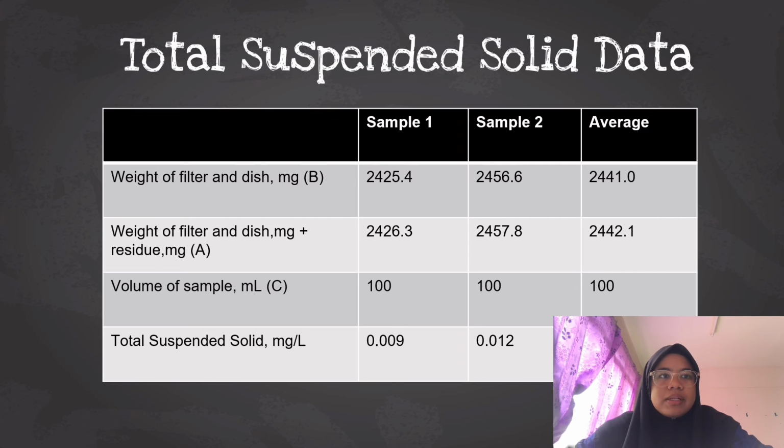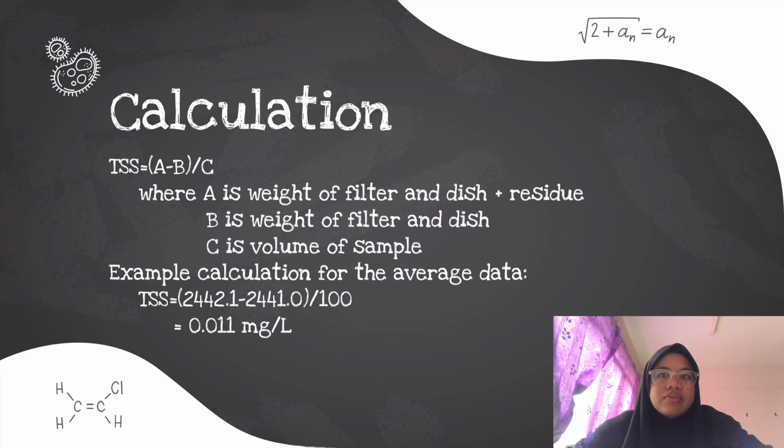And the total suspended solids is calculated by using a formula. This is the formula that we use, which is A minus B over C, where A is the weight of filter and dish plus residue, B is the weight of filter and dish, and C is the volume of the sample. This is an example calculation for the average data, which is 2442.1 minus 2441.0 over 100, which is the volume of the sample. And then we get the total suspended solids of 0.011 mg per liter.